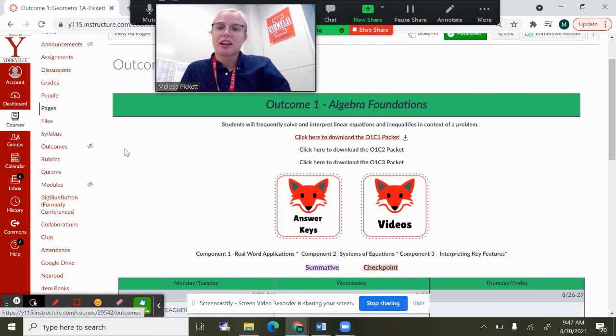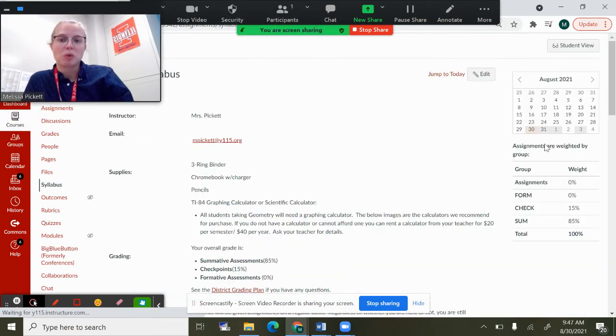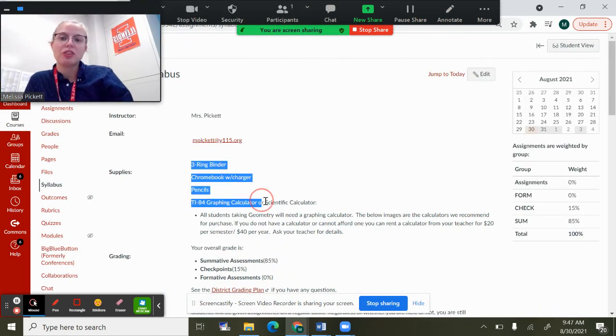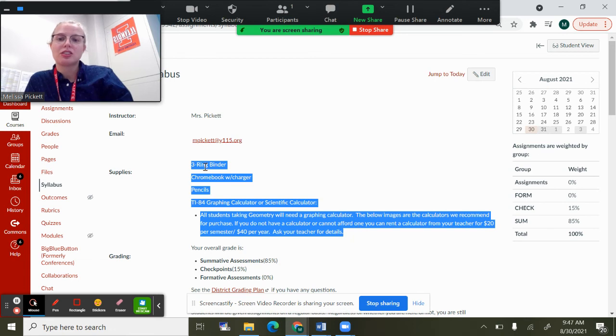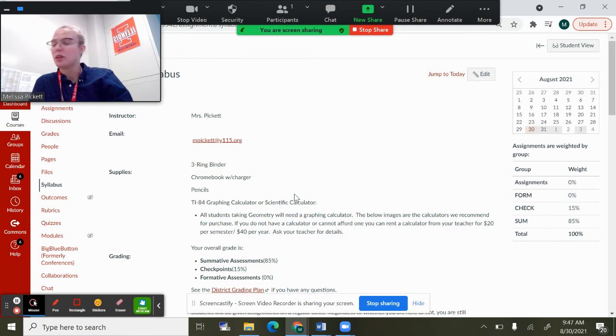Big things. We have a syllabus over here. The big things on the syllabus are, 1, supplies. If you could please make sure that your student has a 3-ring binder. We have packets that we give them, and I make sure to hole punch them so that they can put them in a binder. Otherwise, they tend to get lost.